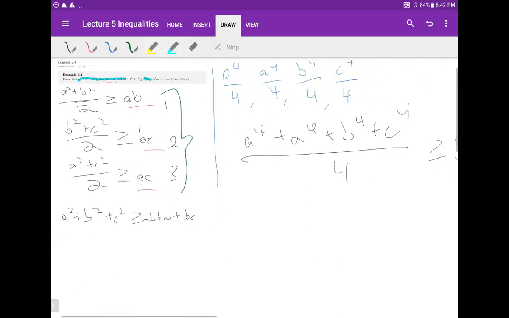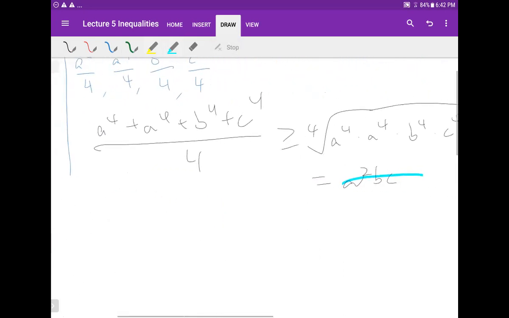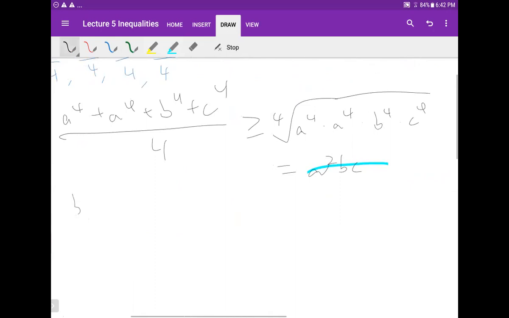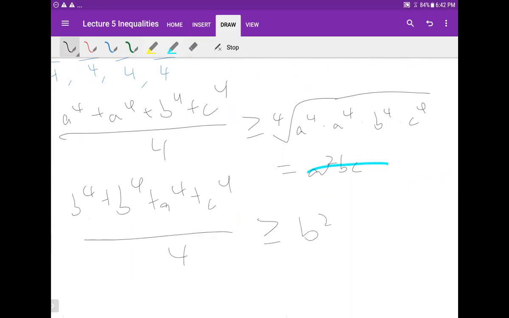So if we have b to the fourth plus b to the fourth plus a to the fourth plus c to the fourth over 4, that's greater than or equal to b squared ac.